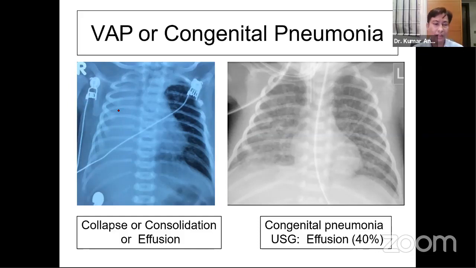So we compare the opacity of the lung with the liver. If the opacity of the lung is seen like a liver, that means it is a collapse. However, in cases of consolidation, you would find a lot of air bronchogram, or in cases of effusion, many times you will find shifting of the mediastinum towards the opposite side. So look at the opacity of the lung and compare it with the liver opacity or the bone opacity.